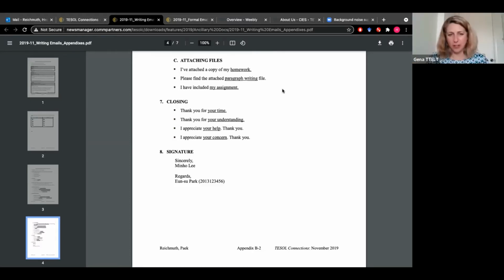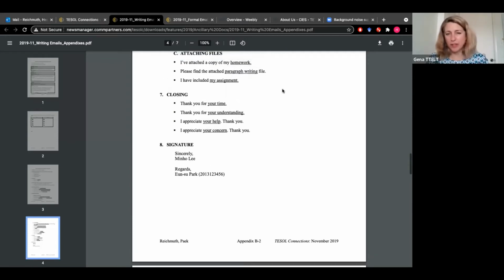I like that you have one example where they included their student number, which is handy, especially if they didn't include it earlier in the message. It's useful to make sure that you got the right Minho, because you might have three Minhos in your class. Exactly. Some students have similar names, and it's really important, especially if you're grading something, that you don't make that mistake, right? You think it's one Minho, but it's a different Minho.